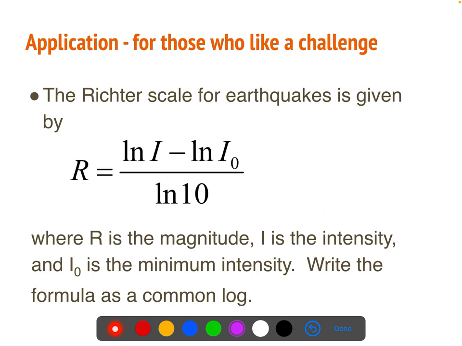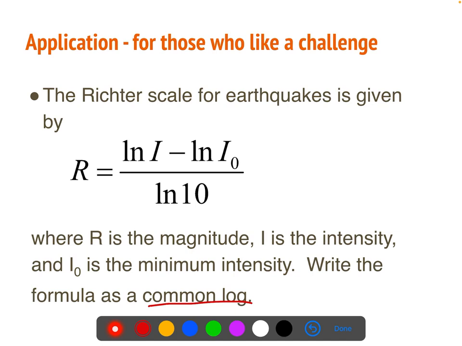All right, now an application. We got the Richter scale here: R equals ln of I minus ln of I naught over ln of 10. R is the magnitude, I is the intensity, I naught is the minimum intensity, and they want us to write this as a common log. Wow, that's a lot of words. Well, first thing I notice is it wants the common log. Common log means log base 10.